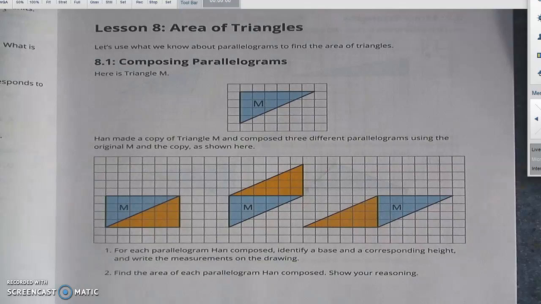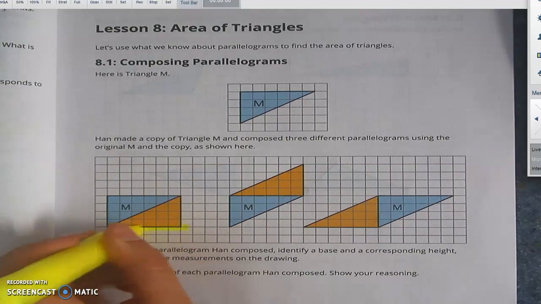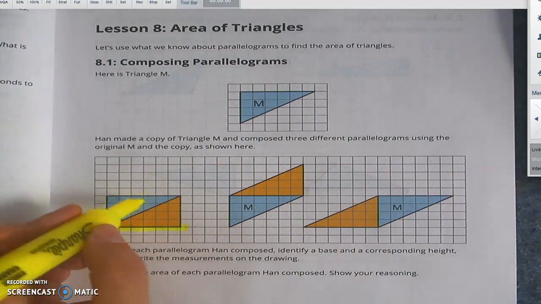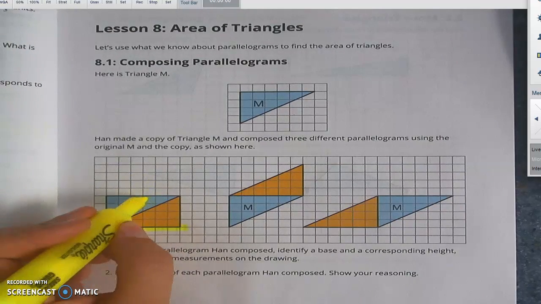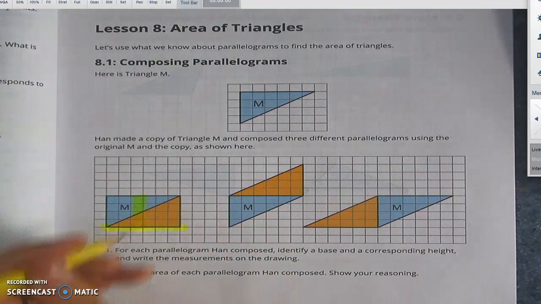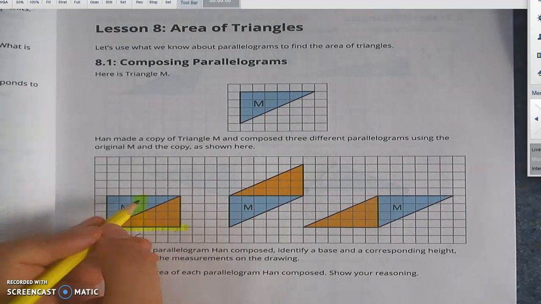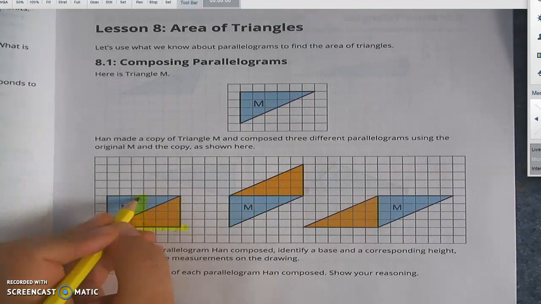All right, so for that first one, I'm going to use this as my base. And my height needs to be at a 90-degree angle. I'm just going to go about right here. So my base is 1, 2, 3, 4, 5, 6 units, and my height is 1, 2, 3, 4 units.